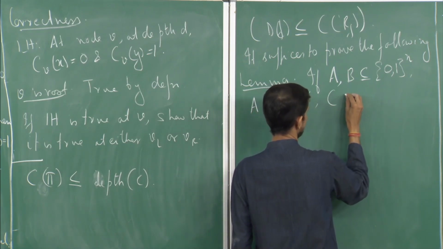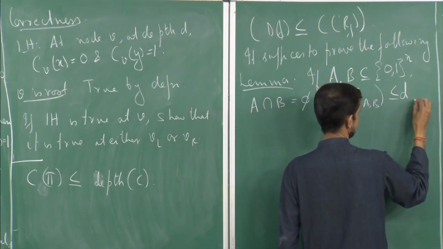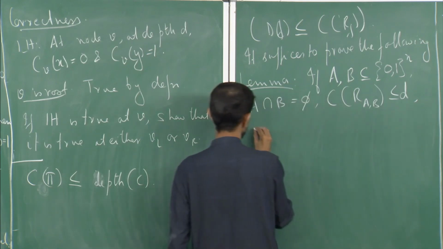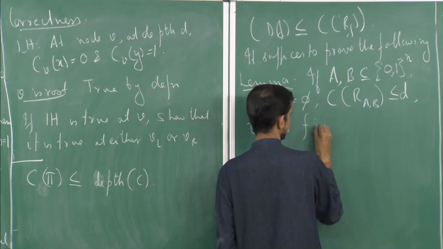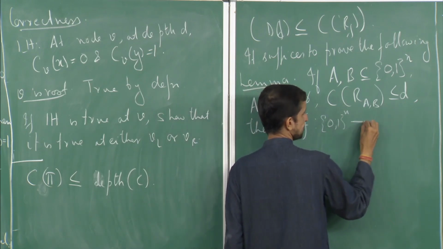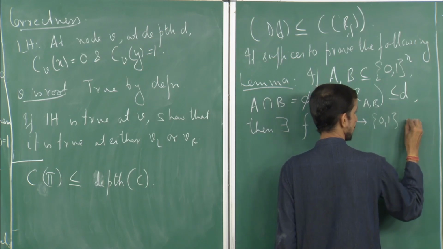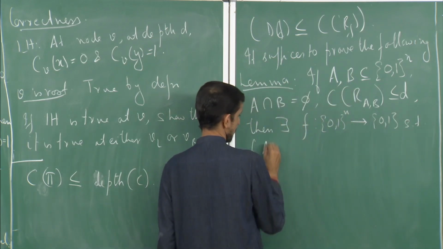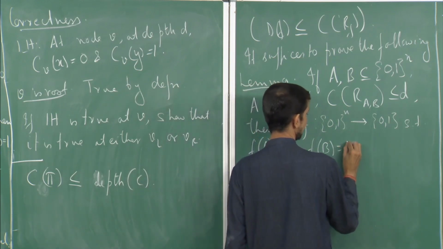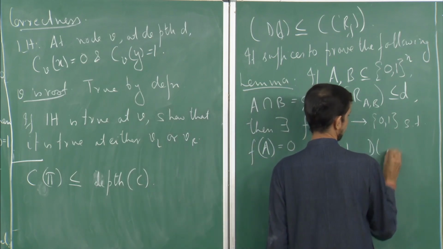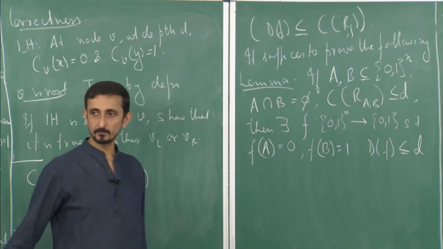and the communication complexity of R_AB is at most d, then there exists a function f, a Boolean function, such that on entire A it goes to 0, on entire B the function goes to 1, and there is a circuit for this function of depth at most d.